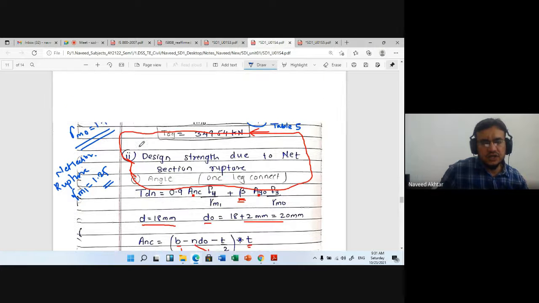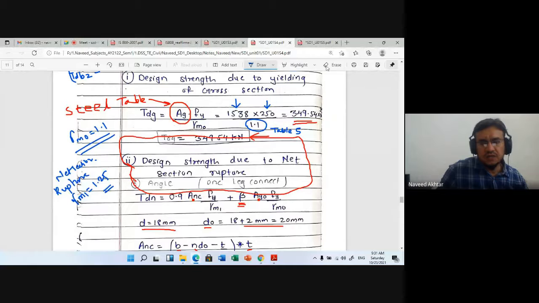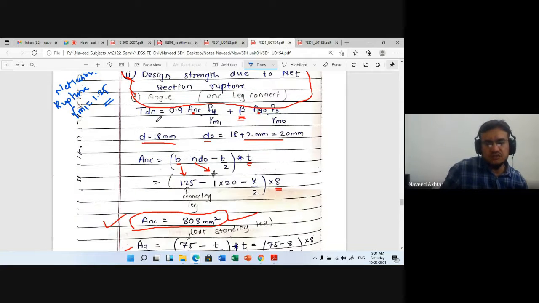So TDG you have to find out, that is coming around 349. Okay, almost 350 kilonewton. This is your T. Okay. Now you have to find the next, section rupture, using this formula.